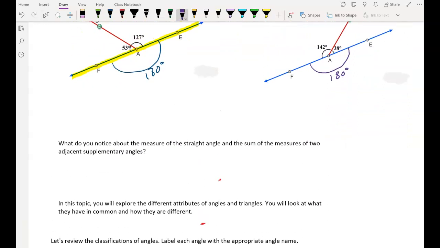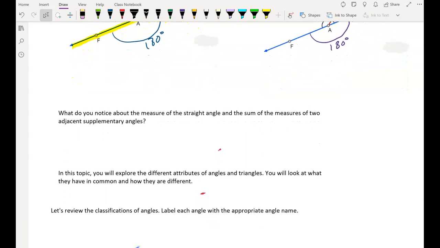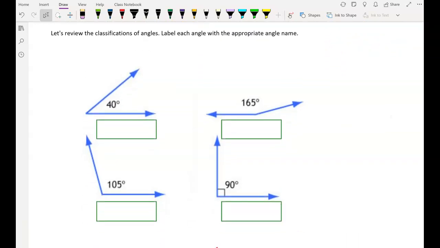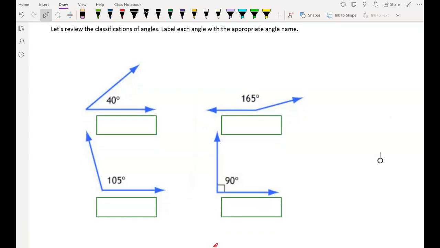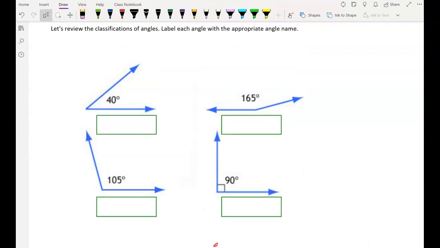Now, in this topic, you will explore the different attributes of angles and triangles, and you'll look at what they have in common and how they are different. Before we do that, let's review the classification of angles, and we're going to label each angle with the appropriate angle name. Okay, there it is. Whew.